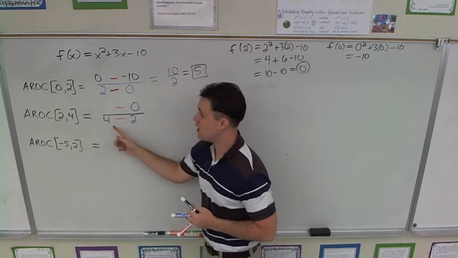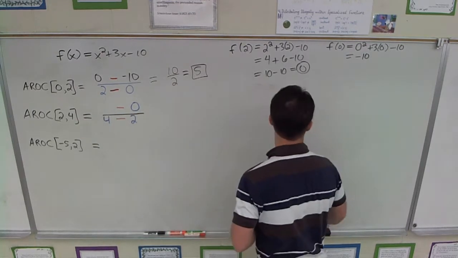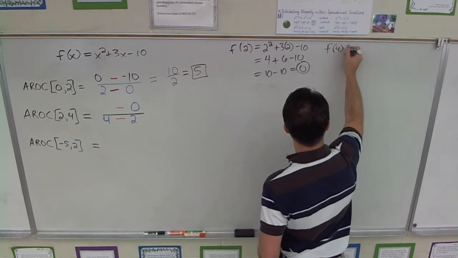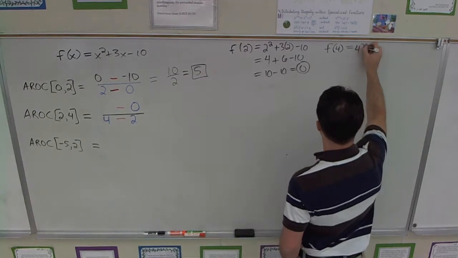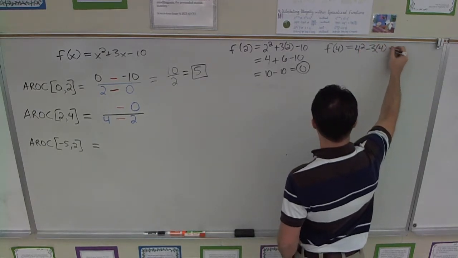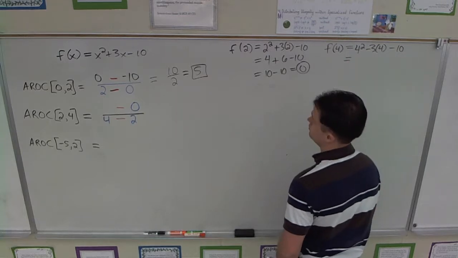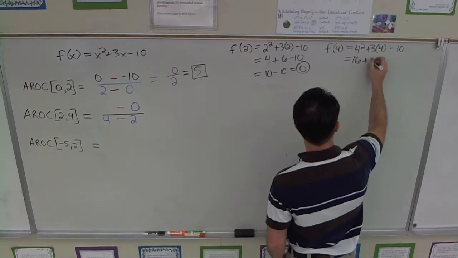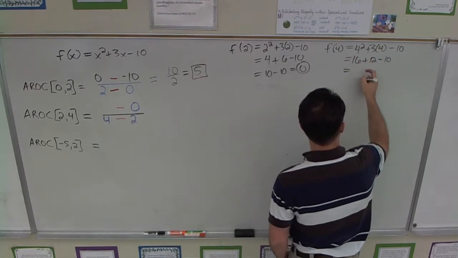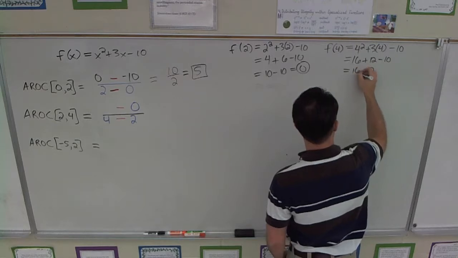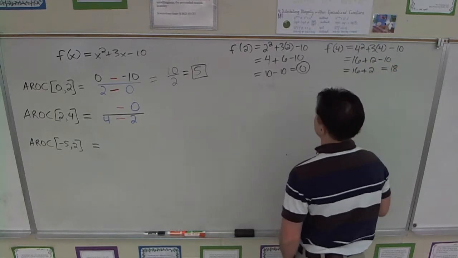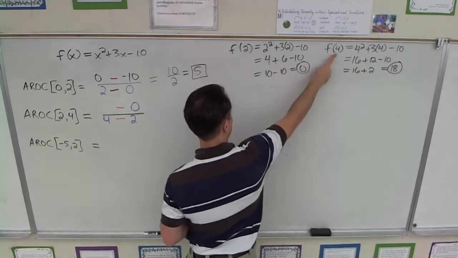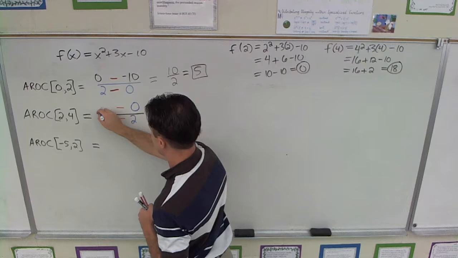So I just need to figure out what y value goes with 4. So I'll do a little more scratch work over here. So f of 4 is going to be 4 squared minus 3 times 4 minus 10. Oh, not minus, plus, right? Plus 3x. So that's going to be 16 plus 12 minus 10. 12 minus 10 is 2. 16 plus 2 is 18. So that's what I got for my y value when I plug in 4. So that's going to be, what, 18.